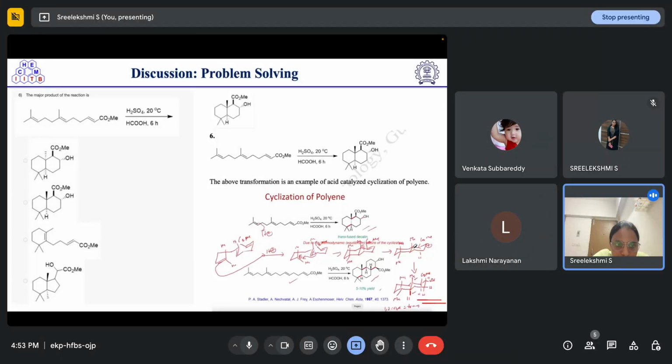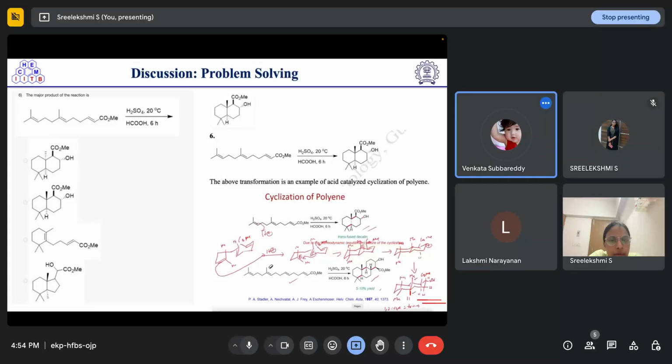And here this methyl and CO2Me are upwards. That is 1,2-axial equatorial actually. Here this is downwards, right? Yes. So this is in cis form and this will be in trans form.